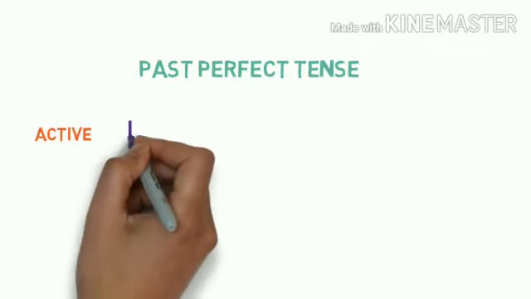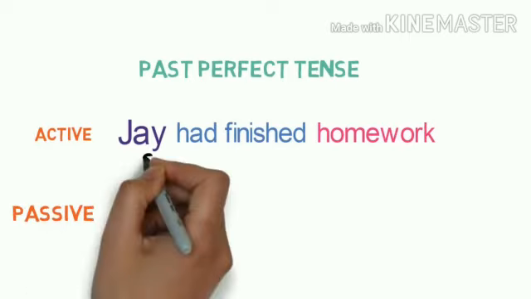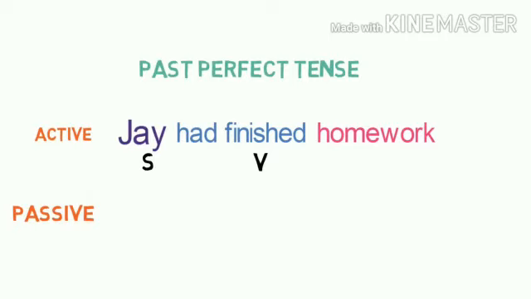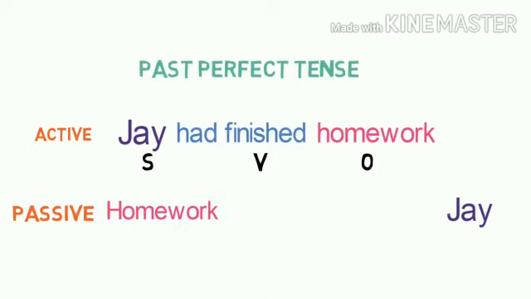Let's see an example of past perfect tense. Active sentence, past perfect tense: Jay had finished homework. Passive sentence: firstly, to convert it into passive, we have to identify the subject, verb and object. The subject here is Jay, the verb is finished, and the object is homework. Let's swap the position of subject and object. So here it will be homework, and at this position it will be Jay. Now, as per the law, converting the main verb to third form, it will be finished.